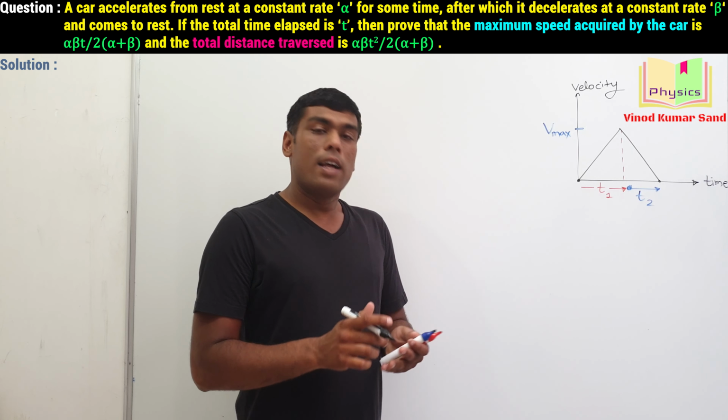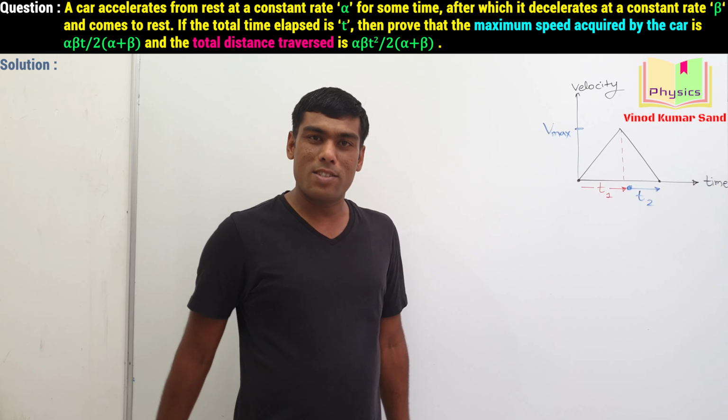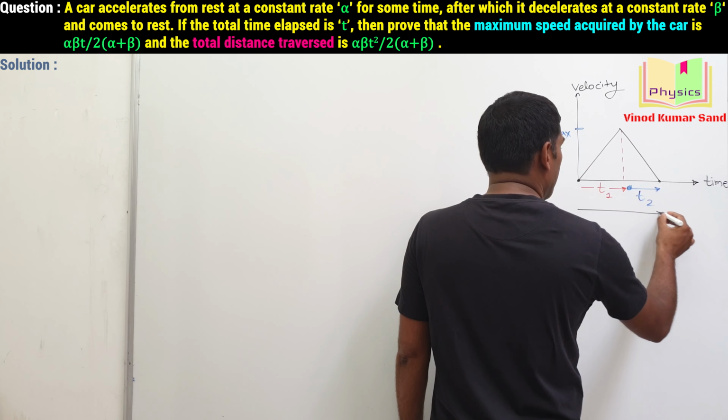Getting this? Now we need to find the maximum speed of the car as well as the distance traveled by the car if the total time of the journey is given as t. Since acceleration is constant, we can easily use the equations of motion for constant acceleration. So when the car is speeding up, I am applying the first equation of motion, which is v is equal to u plus at.